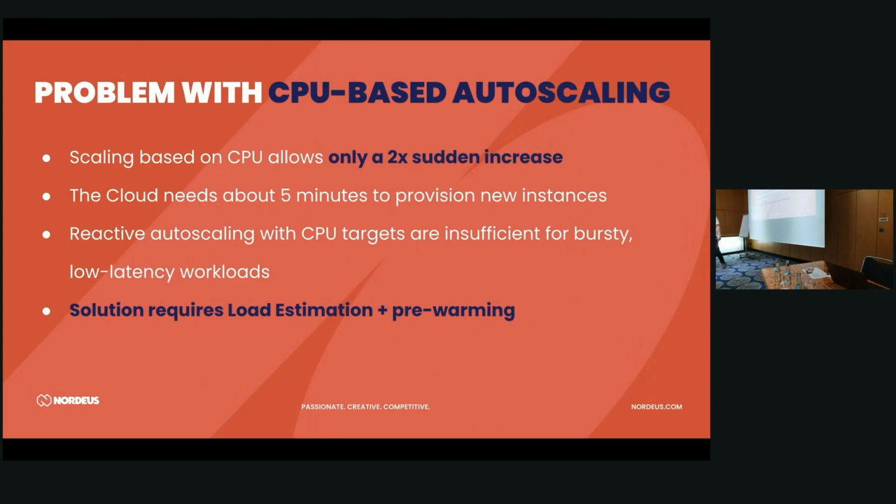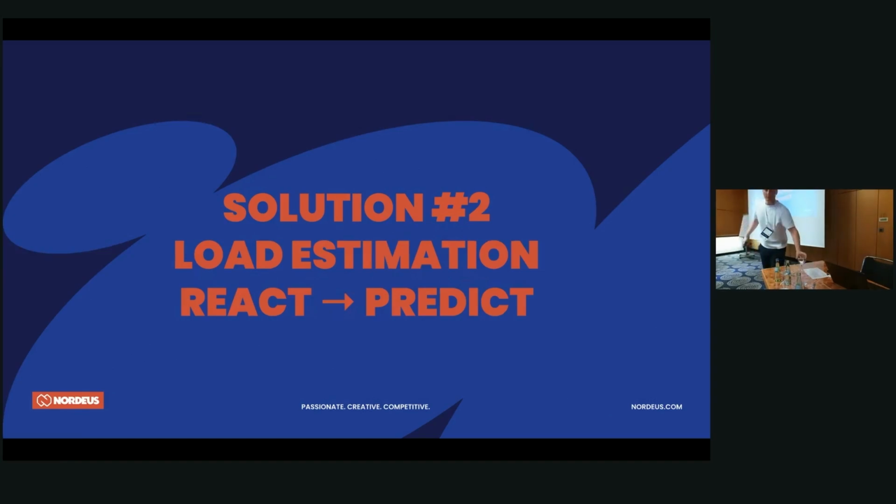The problem is that the cloud platform needs some time to spin up these instances, and this reactive autoscaling is insufficient for bursty and real-time workloads. So we had to look for another solution which can estimate load somehow and pre-warm our infrastructure in advance. So we had to change our philosophy from reacting to predicting.